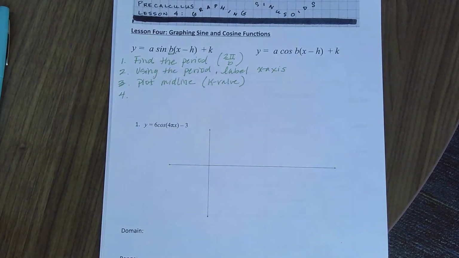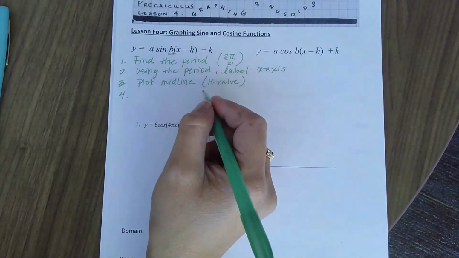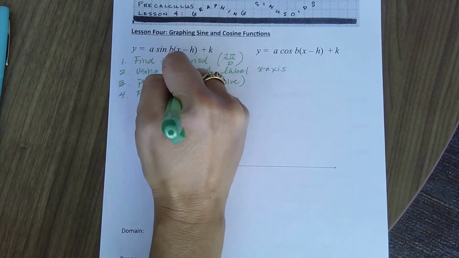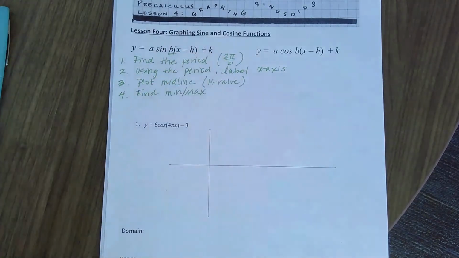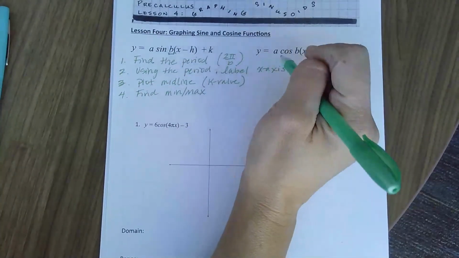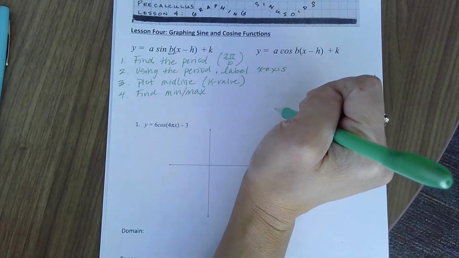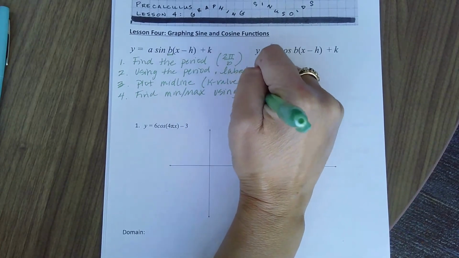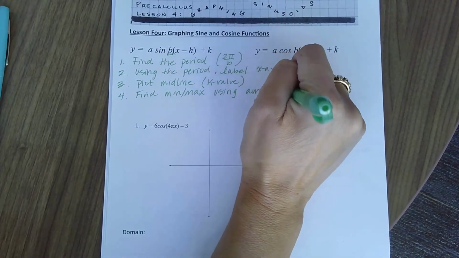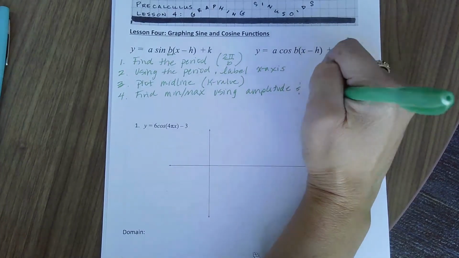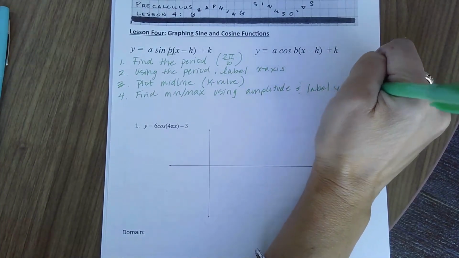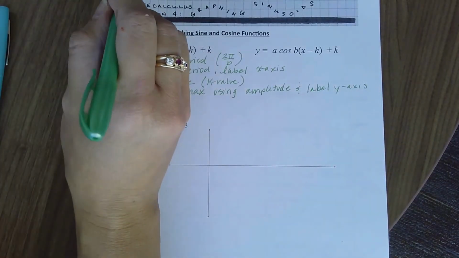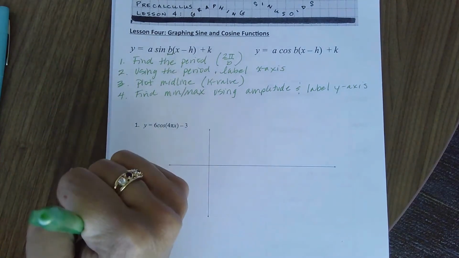Once we know the midline, we can use it to help us figure out the min and the max. So find min and max. If you remember, with a cosine or a sine function, it goes up to a max and then down to a min, or vice versa. We're going to find the min or max using the amplitude, and I want you to label your y-axis. For example, if the amplitude is 4, that means from the midline you would count up 4 for your max, and from the midline you would count down 4 for your min.